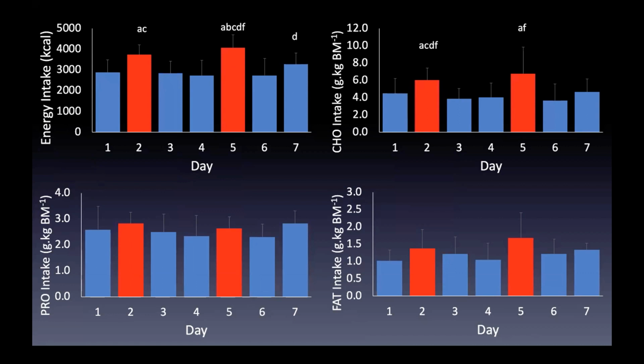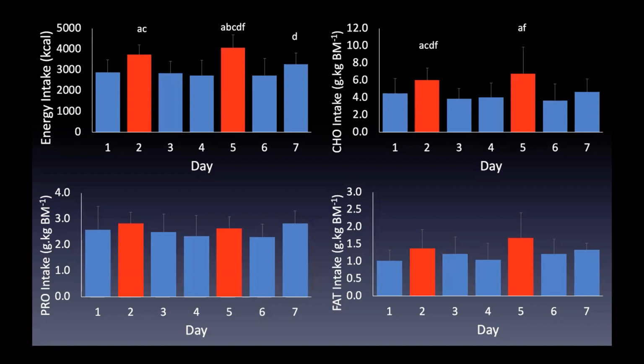Now you can see here as well that they undertake some form of carbohydrate periodisation, with higher amounts of carbs on the match days rather than the training days. Whereas protein intake and fat intake is quite similar throughout the week. Maybe a little bit more on day 5, but nothing really significant.